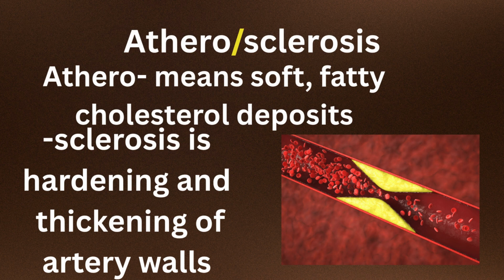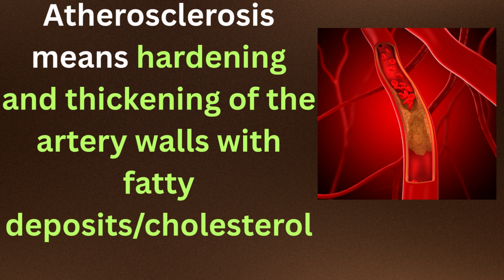Well, moving on to the next medical term, atherosclerosis. As usual, let's divide the medical term atherosclerosis into athero and sclerosis. The root term athero means soft, fatty cholesterol deposits. The suffix sclerosis means hardening and thickening of artery walls. So, the entire medical term atherosclerosis means hardening and thickening of the artery walls with fatty deposits or cholesterol.